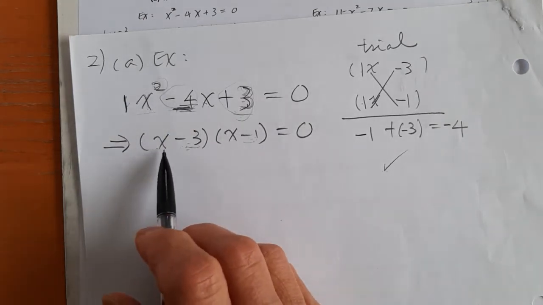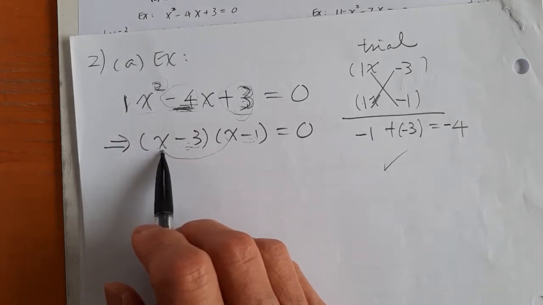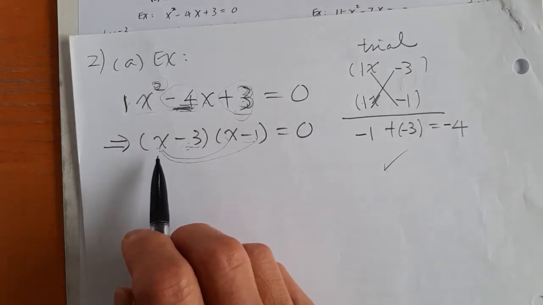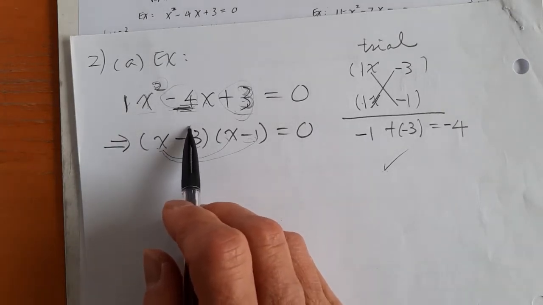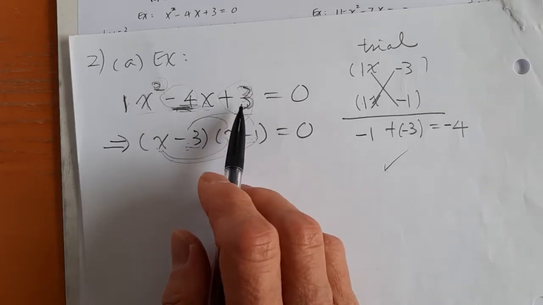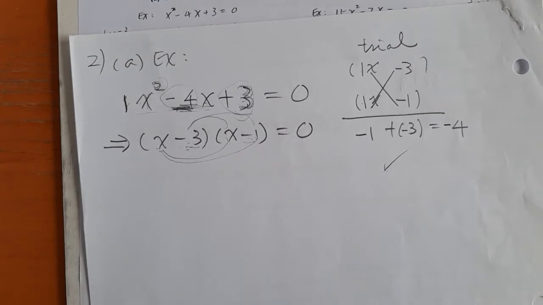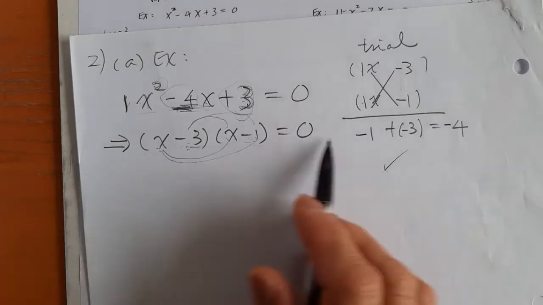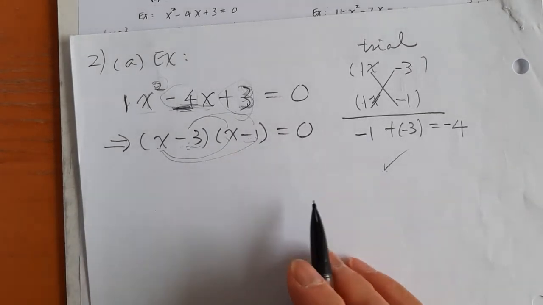So you can check it. X times x is x squared. X times negative 1 is a negative 1x, add with a negative 3x is equal to negative 4x. Negative 3 times negative 1 is a positive 3. As this is a solve for equation equals 0.